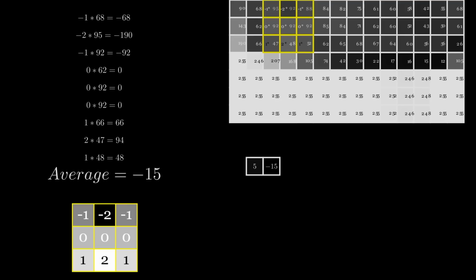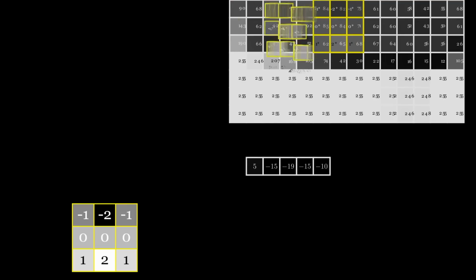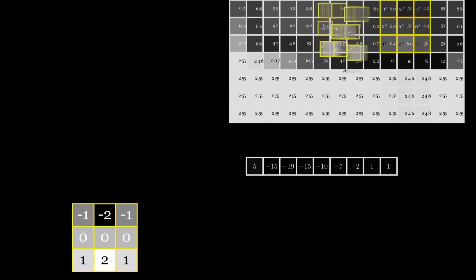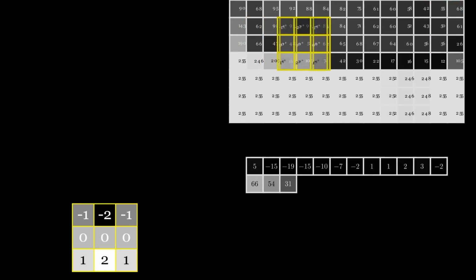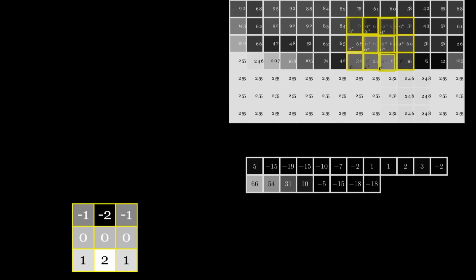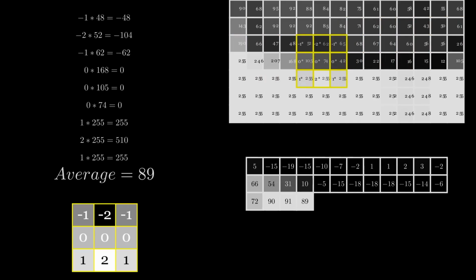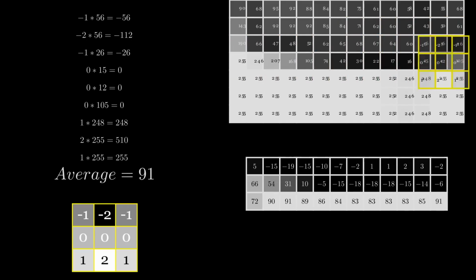This process continues until we reach the right edge of the image. Please feel free to slow down the video if you want to check the arithmetic yourself. Always a useful exercise. Once we've reached the right side of the image, we drop our filter down 1 row and return to the first column. We continue to repeat this convolution operation until we've run out of pixels.